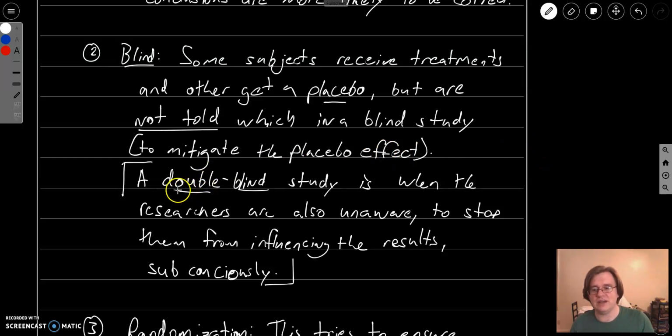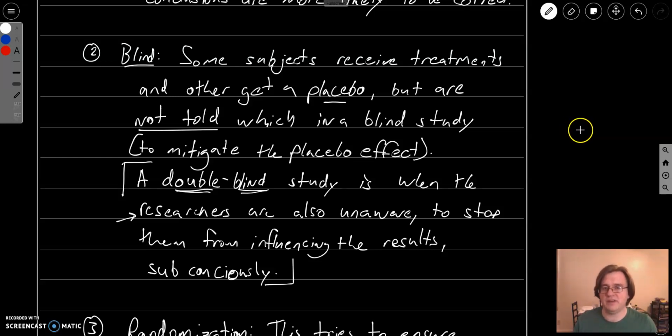Now, you can also have a double-blind study. In a blind study, it's just the subjects that are blind as to whether or not they're receiving treatment. In a double-blind study, the researchers themselves don't know who is receiving the treatment and who isn't. And this is because if you are aware that someone is receiving a placebo or someone is receiving the actual treatment, you may treat them differently subconsciously.